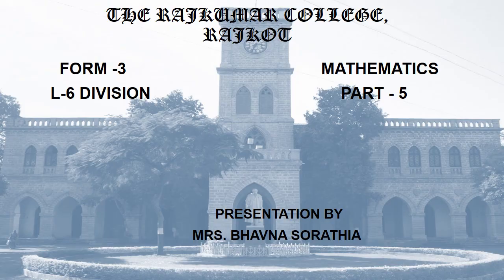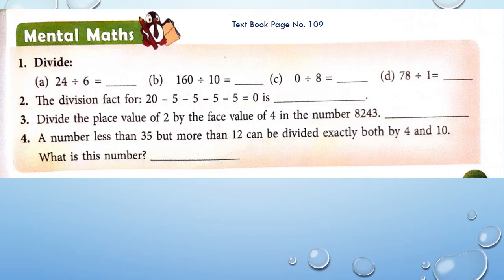So let us start. Mental maths, we have to do today mental maths, right? Now first divide 24 by 6. So you have to say the table of 6. 6 ones are 6, 6 twos are 12, 6 threes are 18, 6 fours are 24. So where does it come? In table of 6, we divide by multiply by 4. So the answer will be 4.